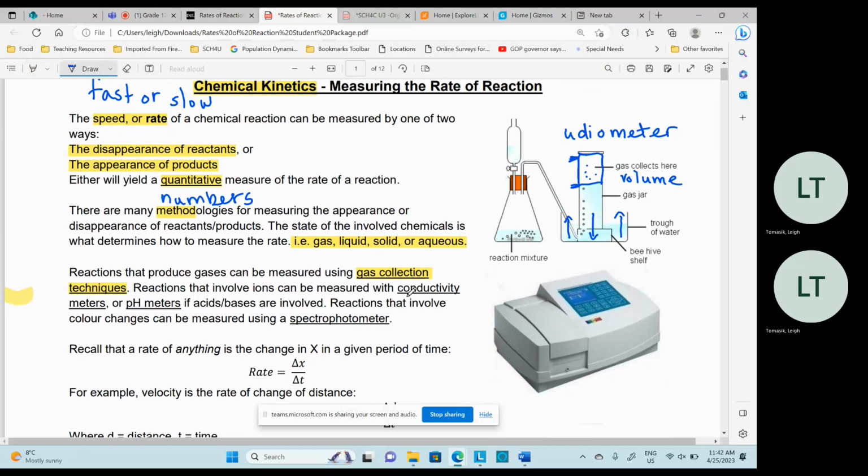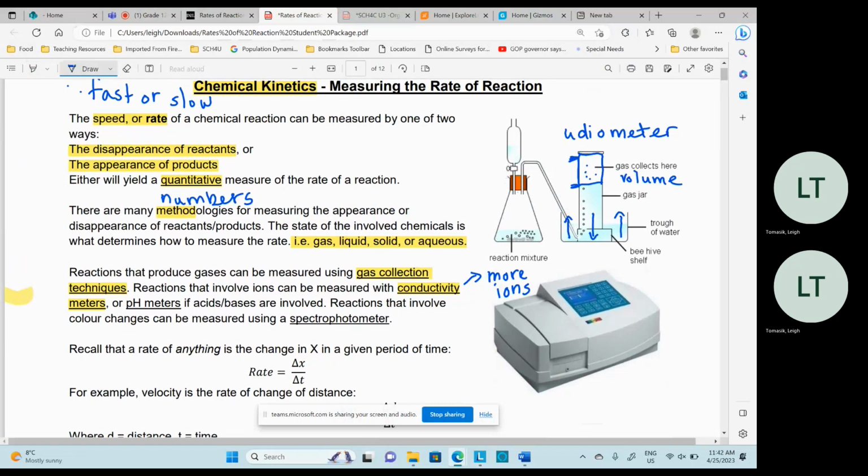Reactions that involve ions can be measured with conductivity meters. So the idea is the more conductive it is, the more ions. Right? So there are electric machines that you can use to gauge the conductivity of a solution, and then you can link the conductivity to how many ions are there.